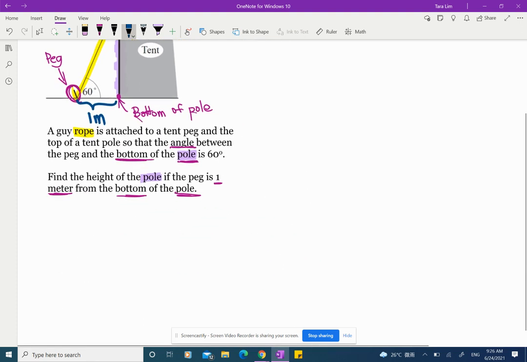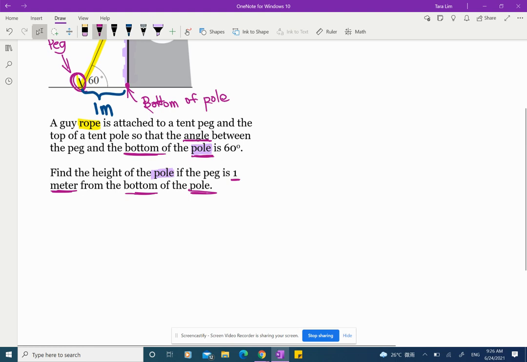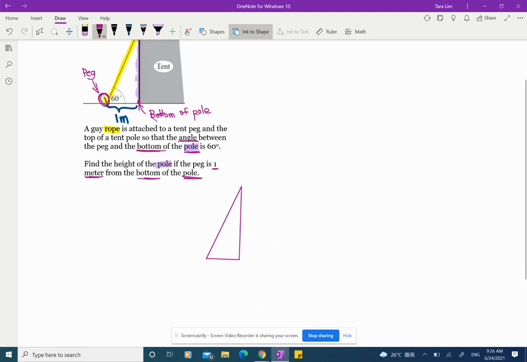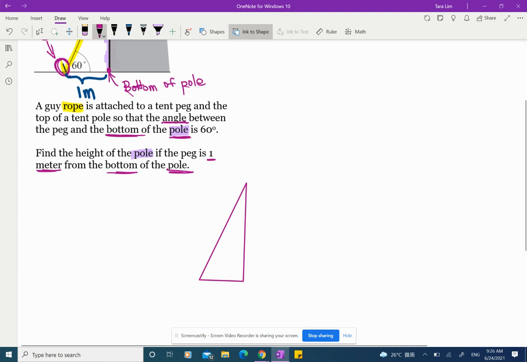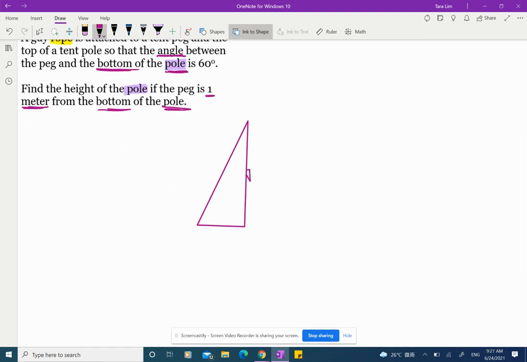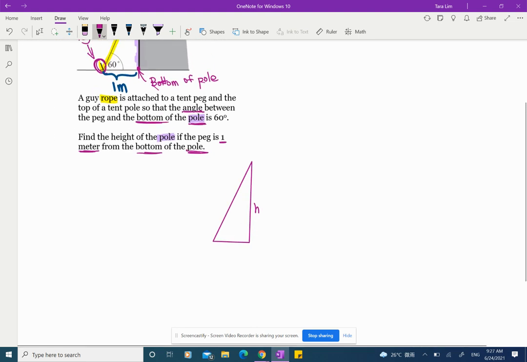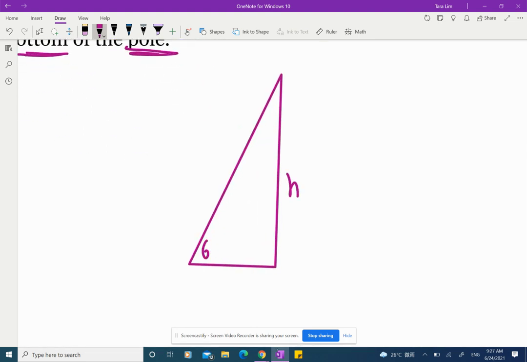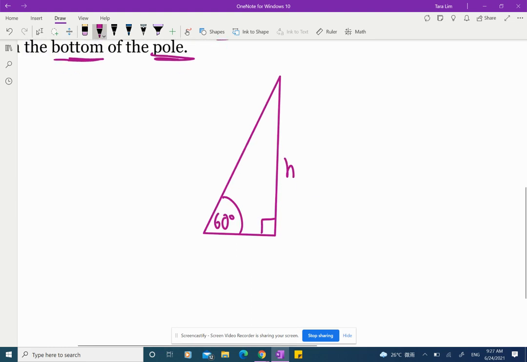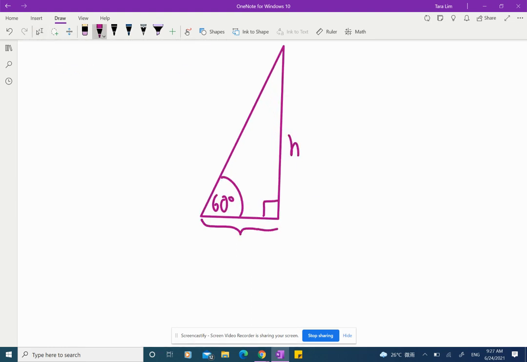So now we can find the height of the pole. So let's draw a new triangle so it makes things easier. So we have a right angle triangle and we want to find the height. So this is the height of the pole. This is the height and we're given the angle 60 degrees. We have a right angle here and we know that the length here is 1 meter.